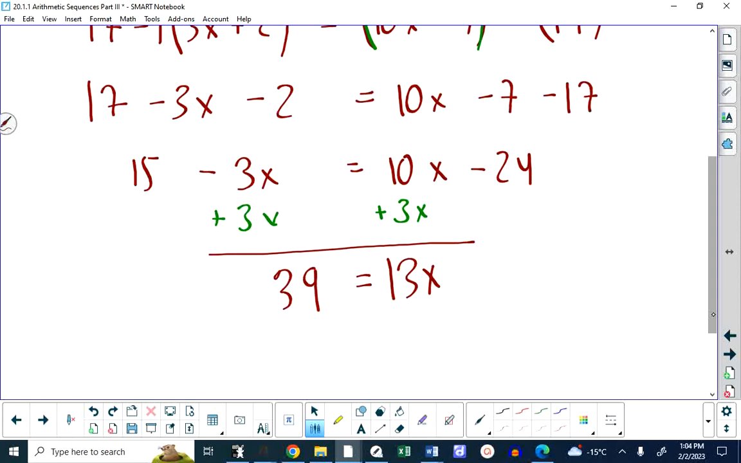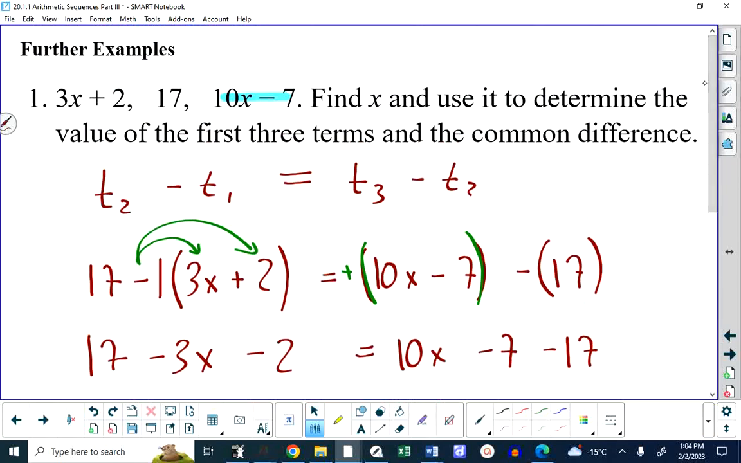Okay. Divide both sides by 13. 39 divided by 13 is, I believe, 3. So what we've done is we've found the value of x to be 3. Now, let's confirm that. In this question up here, it says, what is the value of the first 3 terms?